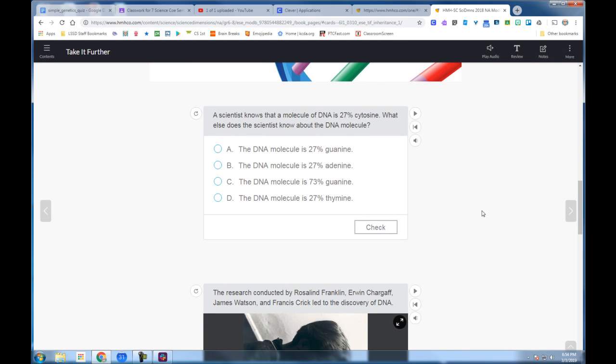A scientist knows that a molecule of DNA is 27% cytosine. What else does a scientist know? Well, you have to remember that DNA is made up of A, T, G, and C: adenine, thymine, cytosine, and guanine. And adding those 4 things together would make 100%.